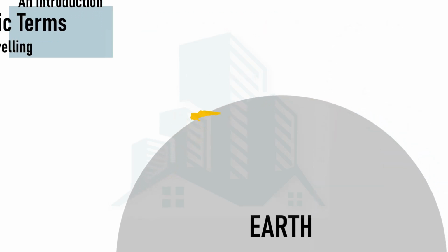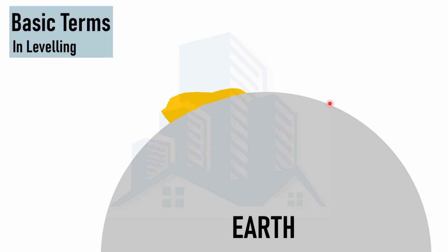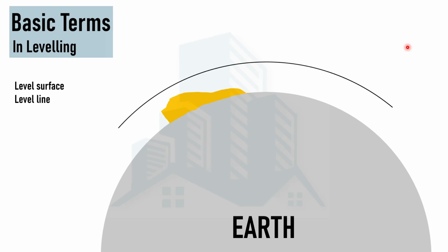So let's further discuss some basic terms in leveling. Let's discuss what is a level surface and a level line. A surface is a two-dimensional figure and a line is a one-dimensional figure. So when we say level line, it is the line which is parallel to the surface of the earth, and if we make it a two-dimensional figure, then that will become a level surface.